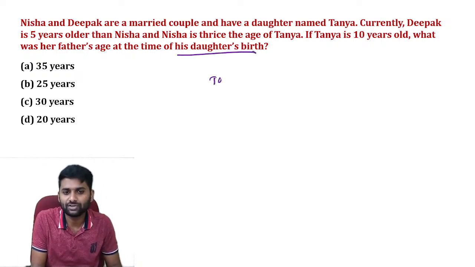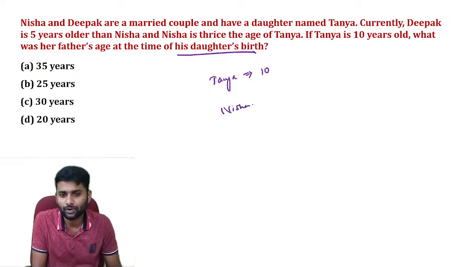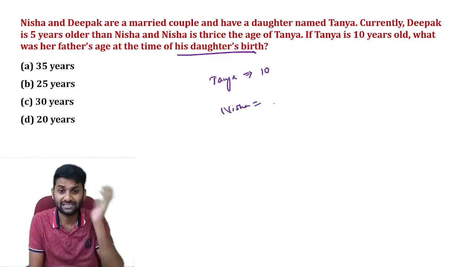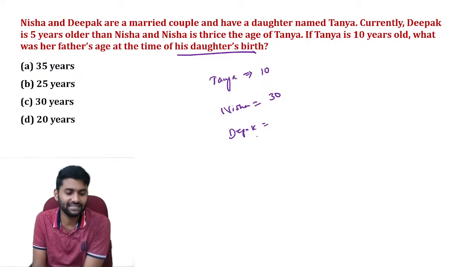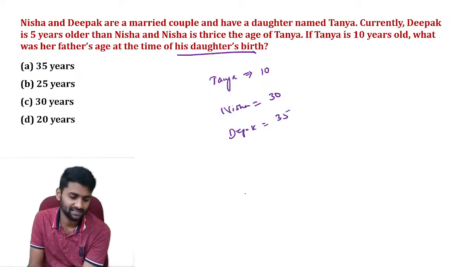So, Tanya is the daughter. Tanya is right now 10 years. And what about Nisha's age? According to the data, Nisha is thrice the age of Tanya. So, thrice means exactly 30 years. Currently, we have a comparison. Deepak is 5 years elder than Nisha. So, here Deepak's age is 35.